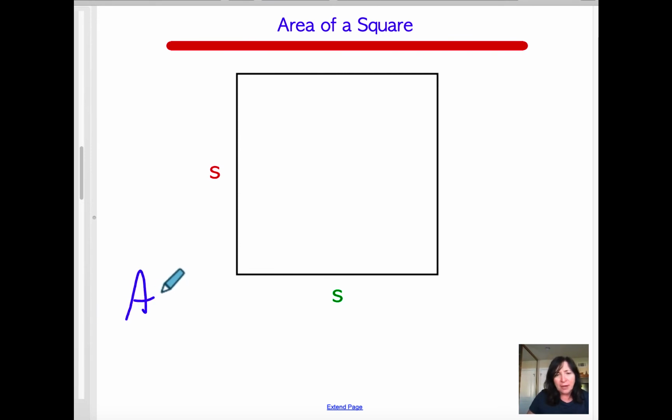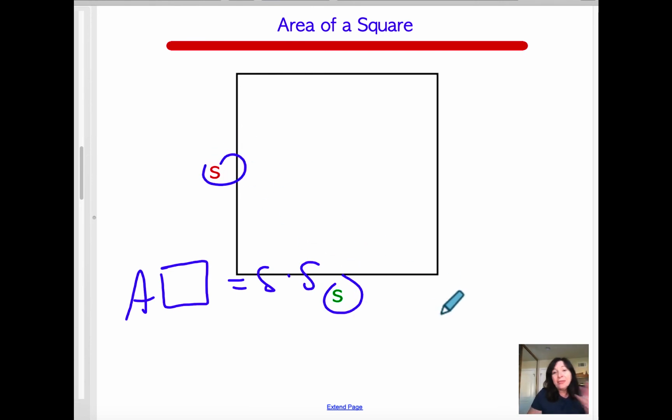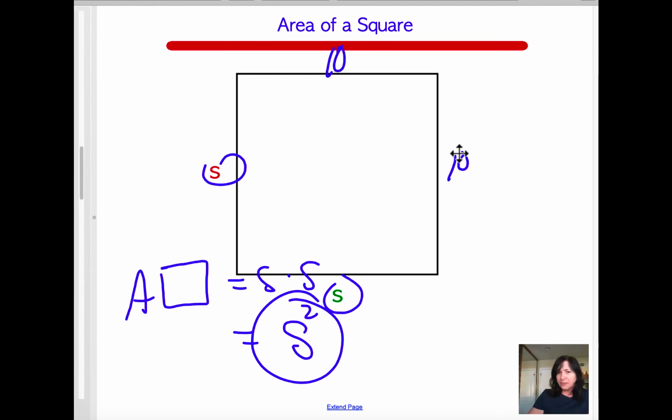So the area of a square is equal to side times side, base times height, right? Which they happen to be the same value. That's why they're using the same letter. And therefore, the area of a square is side squared. So if this was 10, this would be 10 times 10, which would be 100 units squared. If this was a 5, this would be 5 times 5, or 25 units squared. So that's how we write the area.